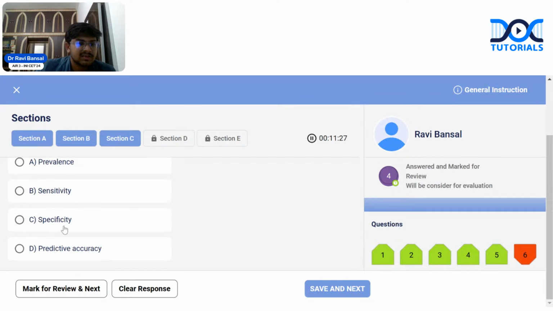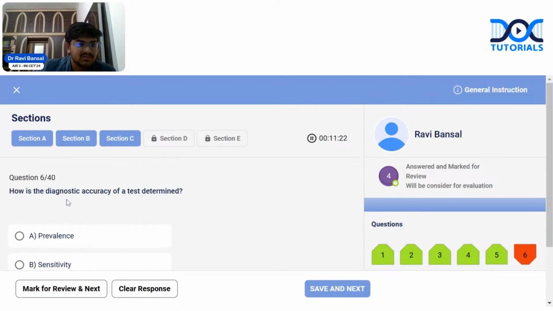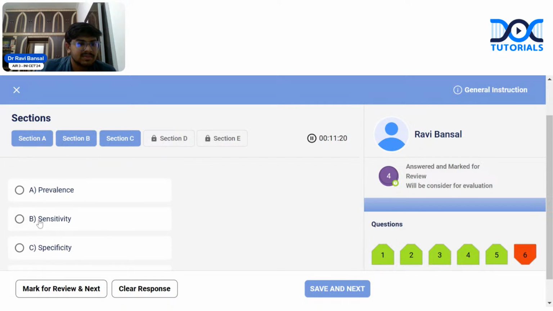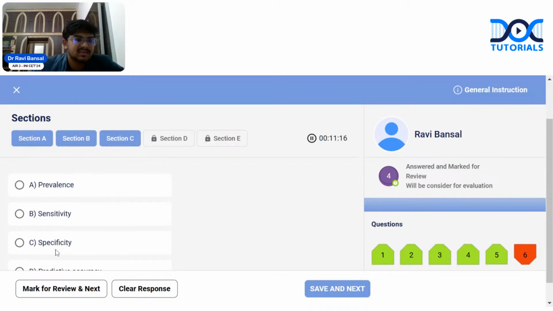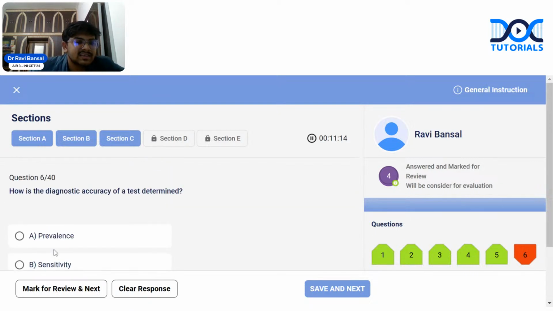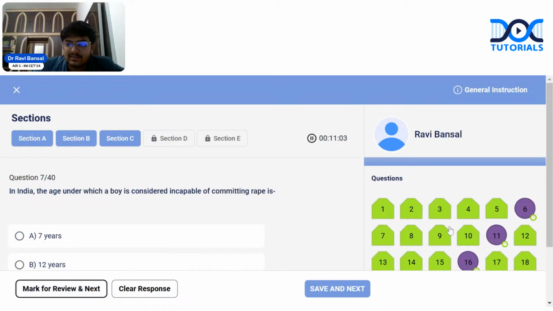They cannot mark sensitivity without specificity. It will be both if I mark them. So I think B and C are out. Predictive accuracy, diagnostic accuracy doesn't look good. Prevalence, I think it is okay. So the diagnostic accuracy of a test can be determined by prevalence. I'm not sure. I'll just review it at a later time.